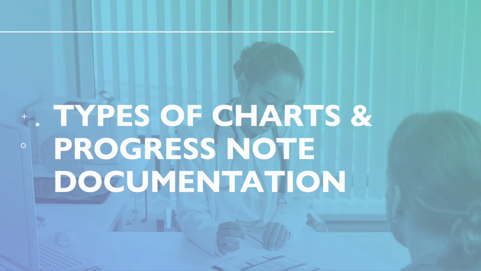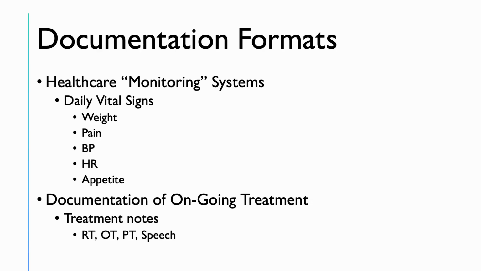So moving along, we're going to talk about types of charts and progress note documentation. There are different documentation formats. First, healthcare monitoring systems. That might include just the vital signs: weight, pain, BP, heart rate, appetite. That is typically going to be done by skilled nursing. It's not typically something that we are focusing on a regular basis, but it's something we should be able to have access to within the EMR when doing your treatment or intervention with a participant on that given day.